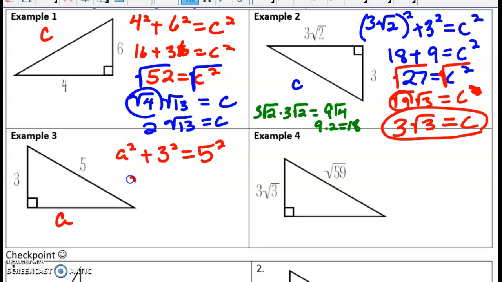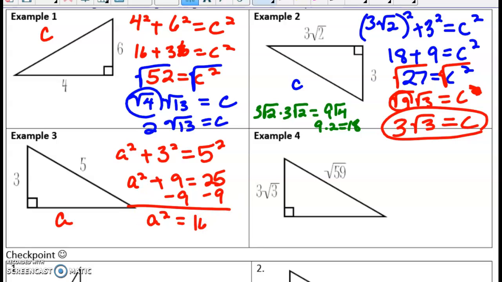And then this equation, you're going to square everything. And then we're going to subtract 9, because we know how to solve equations. To get rid of the square, we're going to square root. And we know the square root is 16. It's 4.